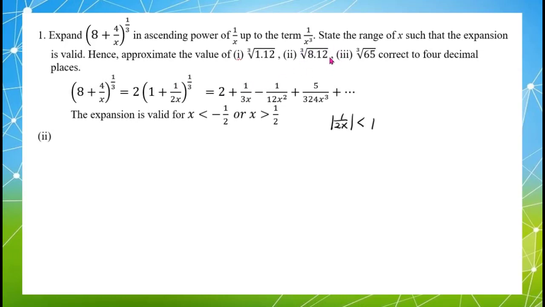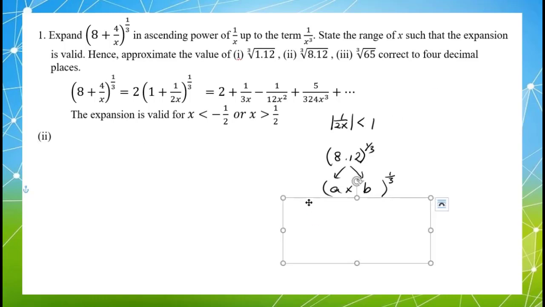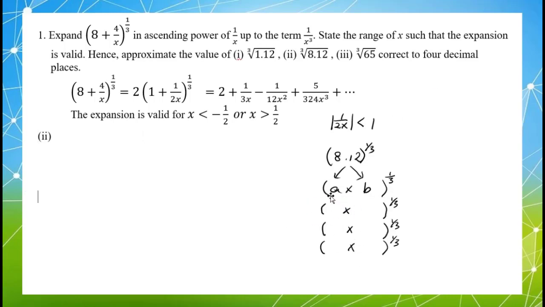So in this case, we need to reduce the value 8.12. What we need to do is separate 8.12 into two numbers A and B, where A multiplied by B is equal to 8.12. There are many combinations of A and B such that A times B is equal to 8.12, so we need to choose a suitable value of A.